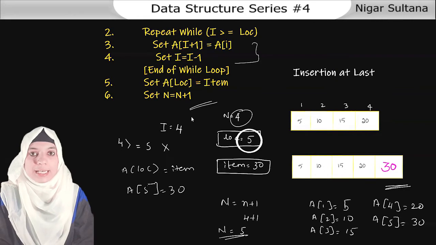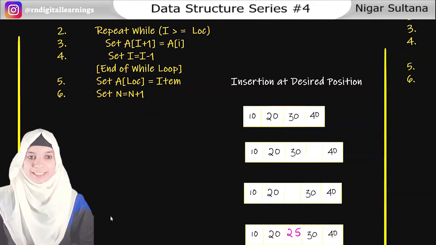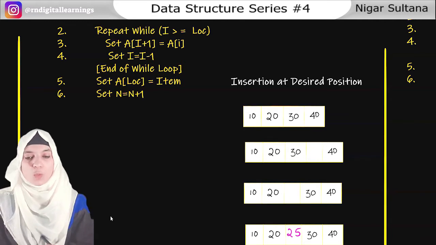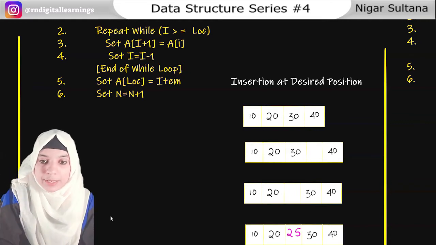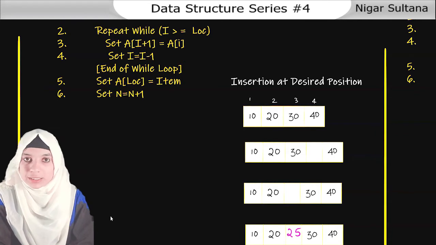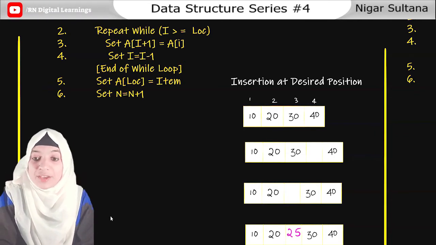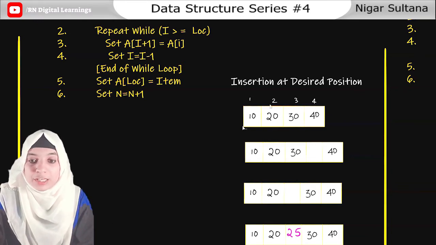Now let's see the other case. Okay, now let's understand the other case, that is insertion at the desired position. Now at first I'll be providing the location value. So this is my 1, 2, 3, 4. I wish to insert an element at the desired position. What is the desired position now? I want the next item, that is 25, to be inserted at the third place.